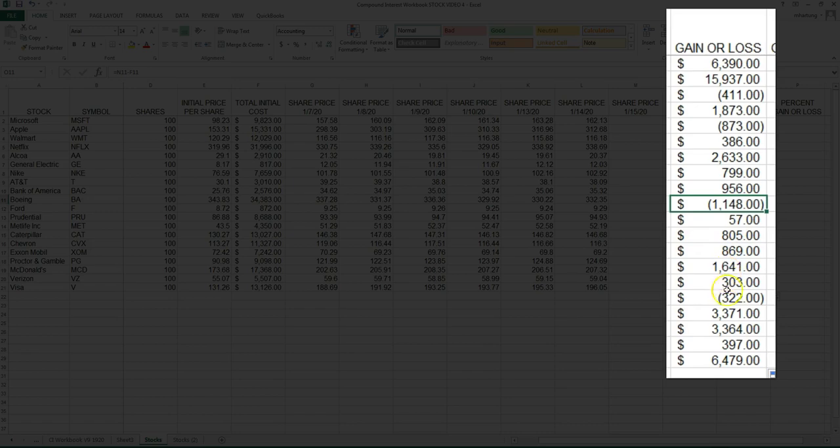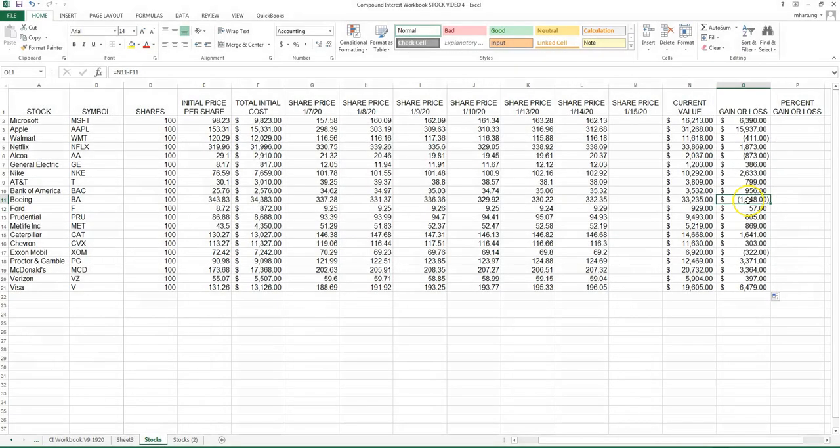And what's our biggest loss so far? Biggest loss looks like a little over $1,000 for that stock. For me, that's Boeing. It's gone down. And Boeing, by the way, has had a lot of problems during the last year. A lot of trouble with their 737 MAX jet, which has caused the stock market to go down. People are not as confident. And so the share price has decreased over the last year.